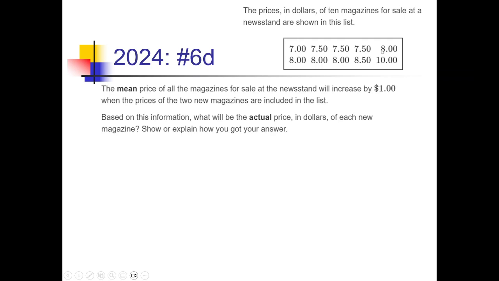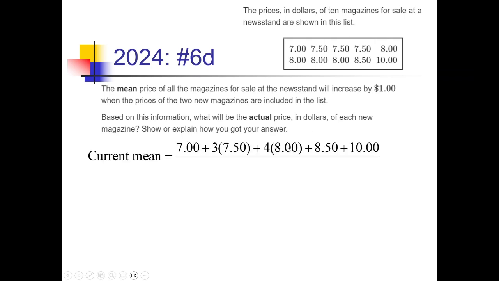So I'm just going to add all 10 of these together, divide by 10, and see what that comes out to. And then we'll increase it by 1 and go from there. So we've got 7 plus, and I'm just going to shortcut this a little bit, 3 times 7.5 plus 4 times 8 plus 850 plus 10, just condensing it a little bit with some multiplication. And again, we have to divide that by the number of magazines we started with, which was 10.